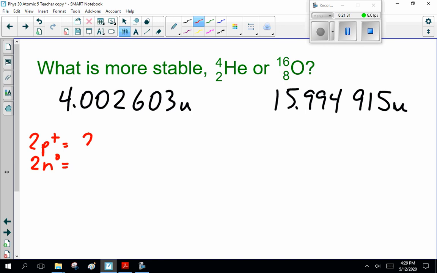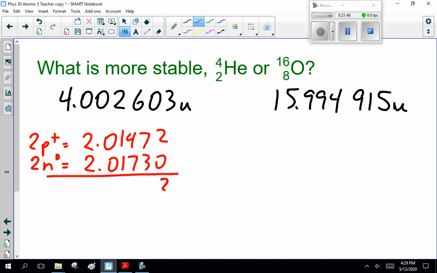So this is 2.01472. And 2 neutrons, 1.00865 each, is 2.01730. So that's 4.032 and so on. Let's subtract the actual 4.002603. That means we're missing 0.029417 units.